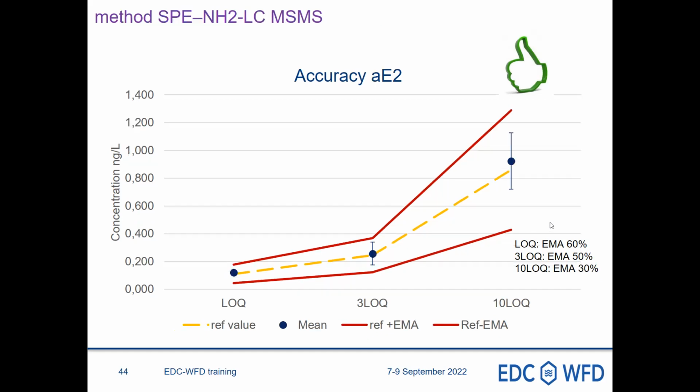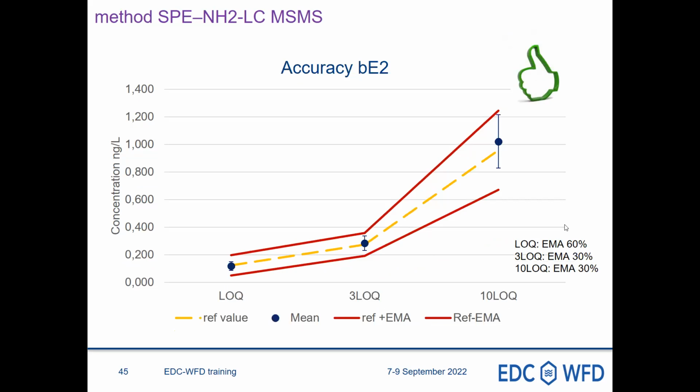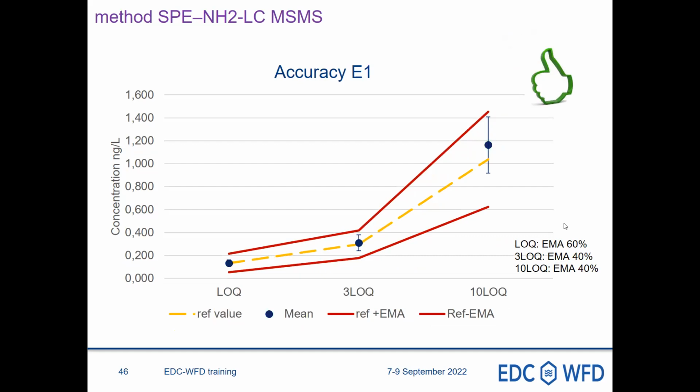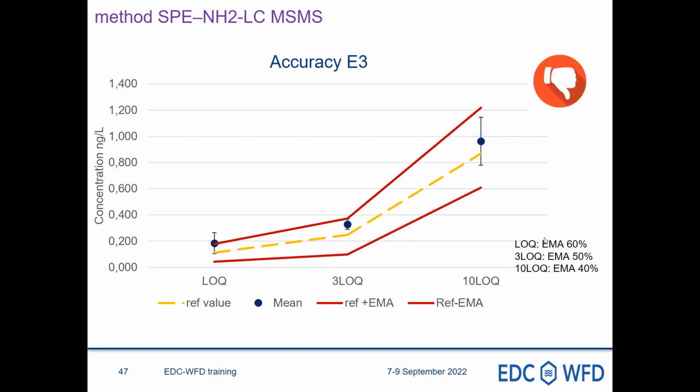This is a picture for alpha estradiol. Once again, good. The same for beta estradiol. The same for estrone. And here, estriol. This method is less robust to make estriol measurement than to make ethinylestradiol one. So it is interesting to know.